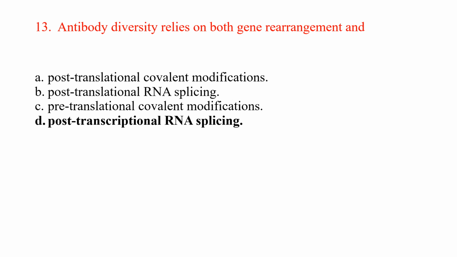Very simply, the other answers don't make any sense. The covalent modifications wouldn't really change the actual amino acid chain. So post-translational covalent modifications or RNA splicing simply doesn't happen, and would not be at play here. And the pre-translational covalent modifications we also know would not be happening. But definitely the post-transcriptional, so after the transcription of the actual mRNA, the splicing of the introns and recombination of the different regions will lead to the different types of antibodies that we see coming off the B lymphocyte.